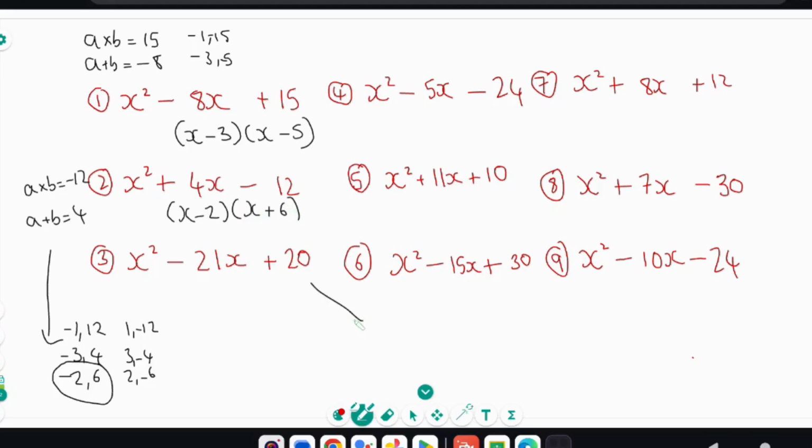Okay, and number 3. Okay, 1 and 20, 2 and 10, 4 and 5, but multiply to give positive, but they add to give a negative, so they've both got to be negative. Which one is it? -1 and -20. It's x -1, x -20.